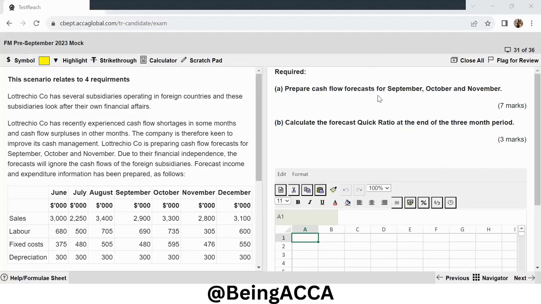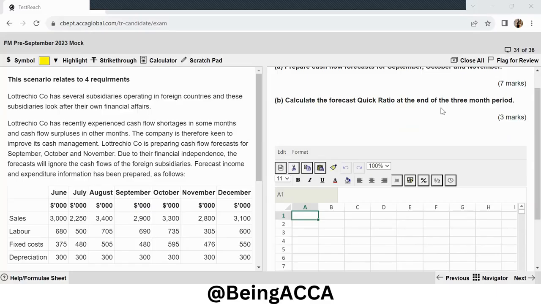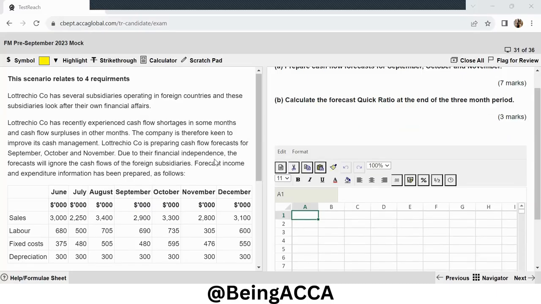We are continuing with the FM Pre-September 2023 mock and we are starting with section C question number 1 in this video. This is Lottrechio company and let's get started. So I can see that the requirement wants me to prepare cash flow forecasts for 3 months, September, October and November, and then they want me to forecast the quick ratio at the end of the 3-month period. So let's read the scenario now.